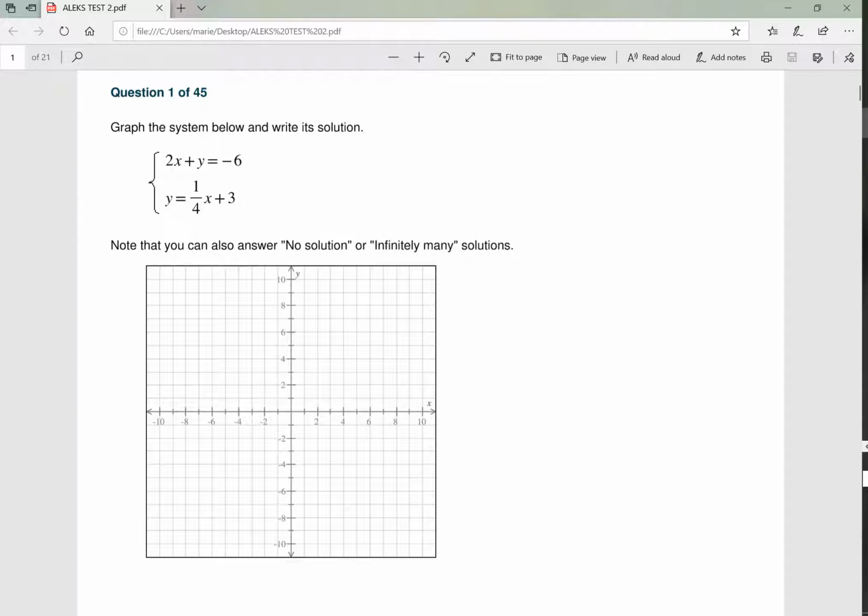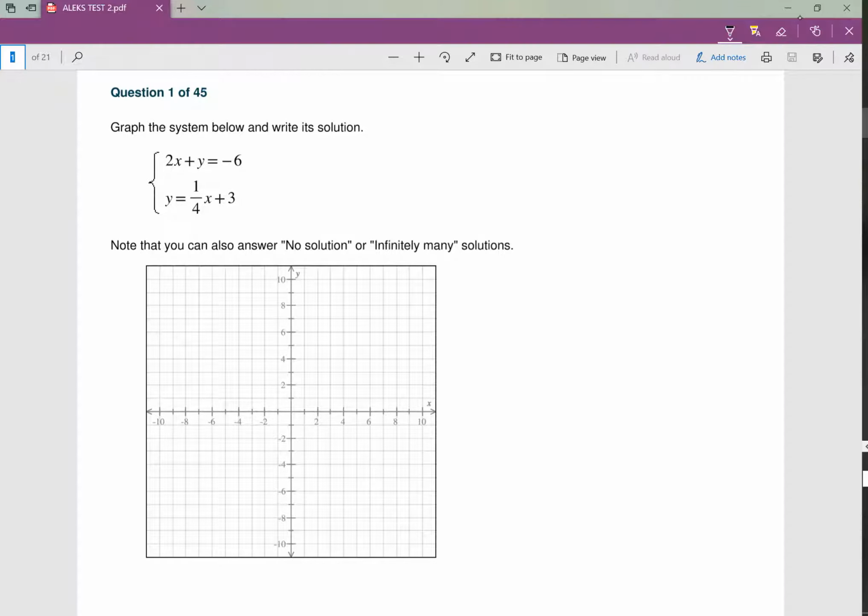So let me remind you, we talked about 3 types of systems, and so we either have an intersecting set of lines, at some point they intersect, and this point right here in the center is considered an xy coordinate, which is a 1 solution. Okay, so we have that type of system.